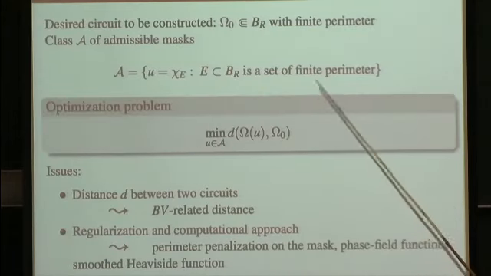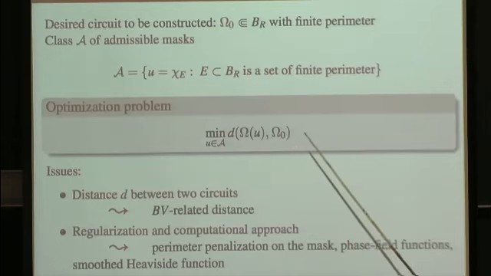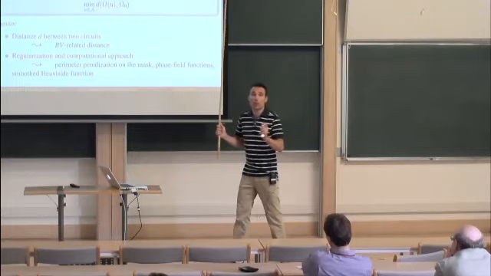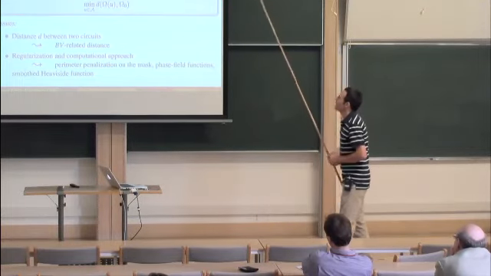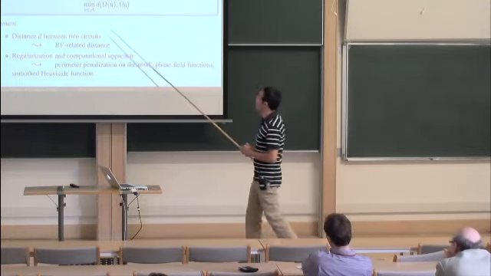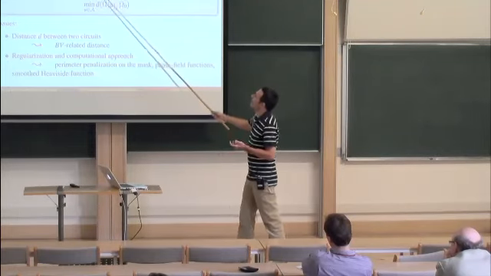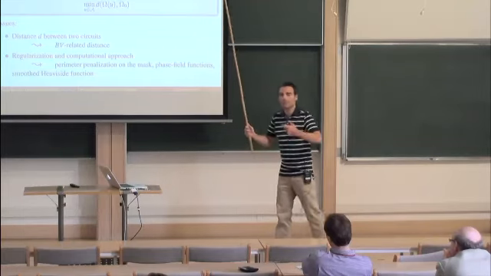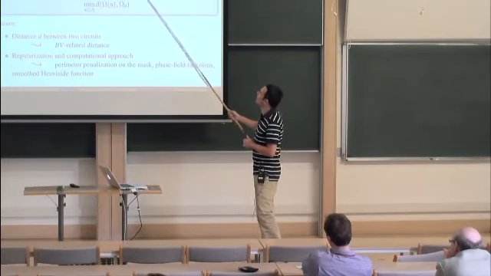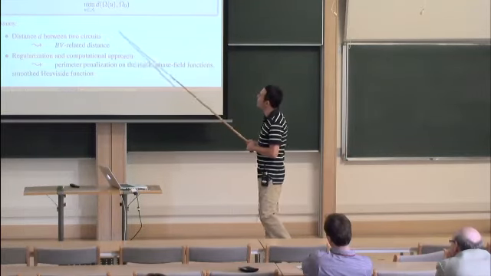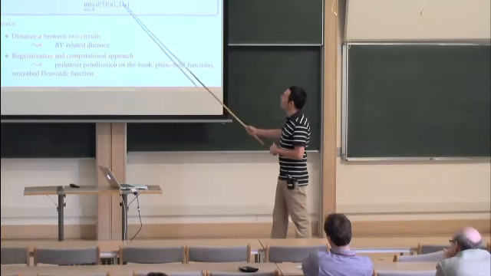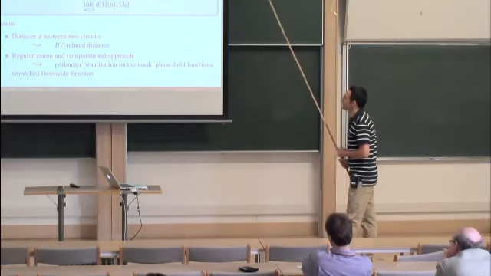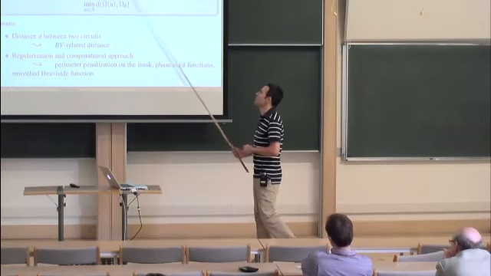Okay, so this is the desired circuit I want to reconstruct, and I would like this omega of d to be equal to omega naught, which might not be possible to achieve, and so you can put this in an optimization setting. And so you take a class of admissible masks. It's convenient to take a larger class rather than open sets, and you take sets of finite perimeter, and then you set this as a minimization problem with respect to a distance. And with Fadil Santosa, we investigated mainly these two issues by now.